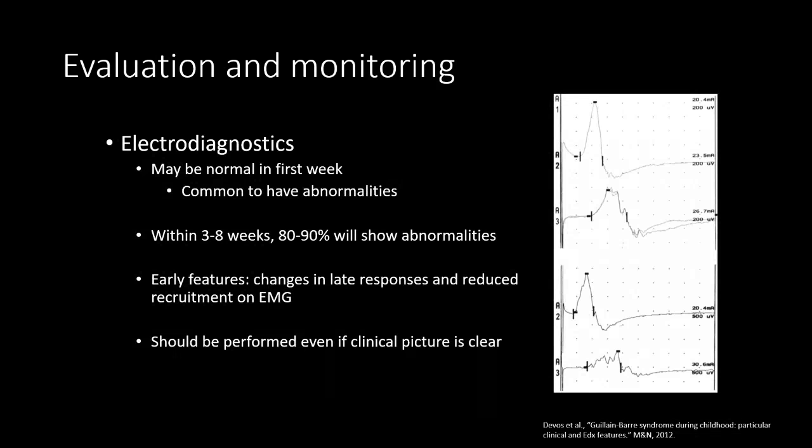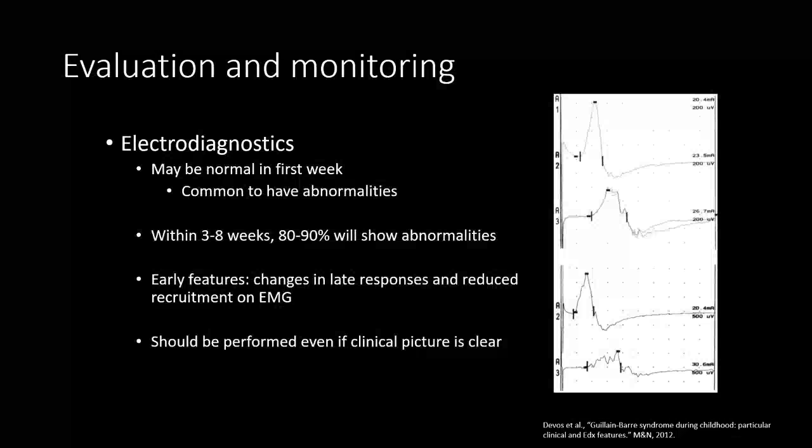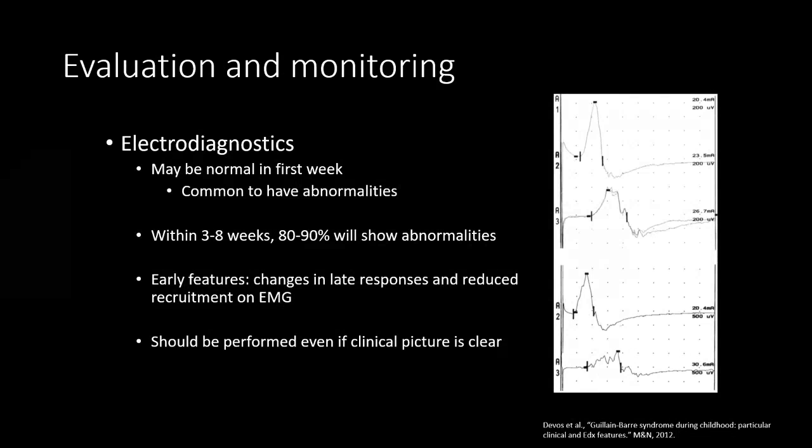Electrodiagnostic studies, so EMG and nerve conduction studies, should be done in these patients. Similar to the CSF, the findings can be normal in the first week, but it is common to already have abnormalities within the first week. This paper that I've cited on this slide, in Muscle and Nerve, looked at a couple dozen pediatric patients, and all of them had at least one abnormal finding within the week. So it's still worth doing.